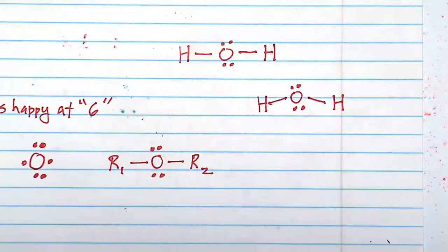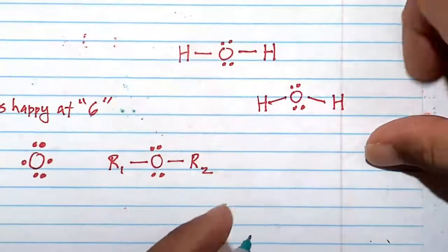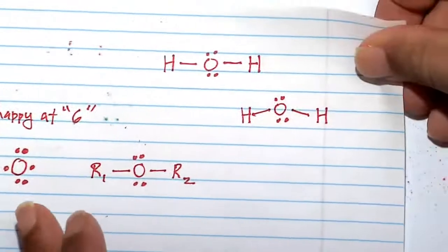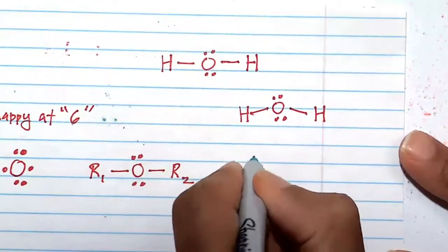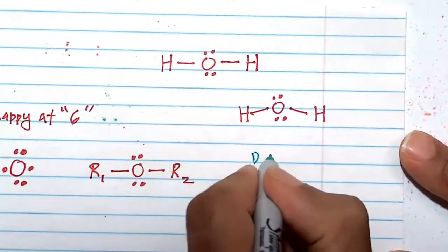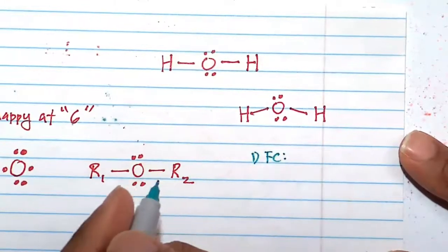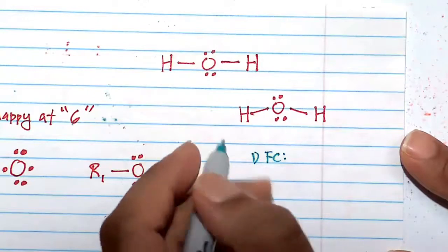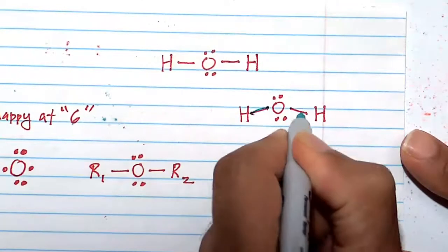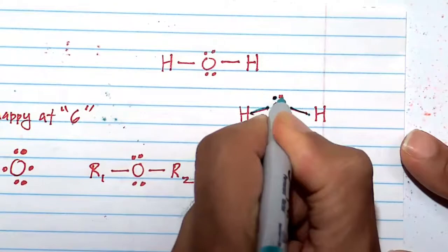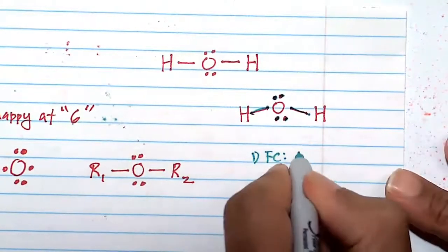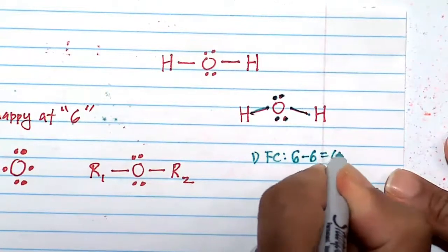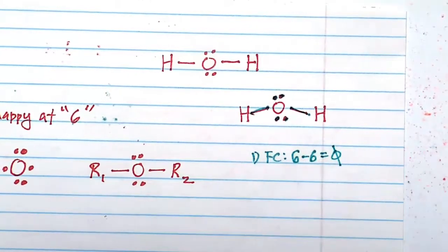All right, always we're worried about 2 things, and here we're talking about the oxygen atom and how it's happy at 6. We want to focus on formal charge and the octet rule, out of which the formal charge is most important. So let's do our formal charge considerations. This is going to be 1, 2, 3, 4, 5, and 6. So oxygen is happy at 6. 6 minus 6 is 0. So the formal charge of the oxygen in water is going to be 0.